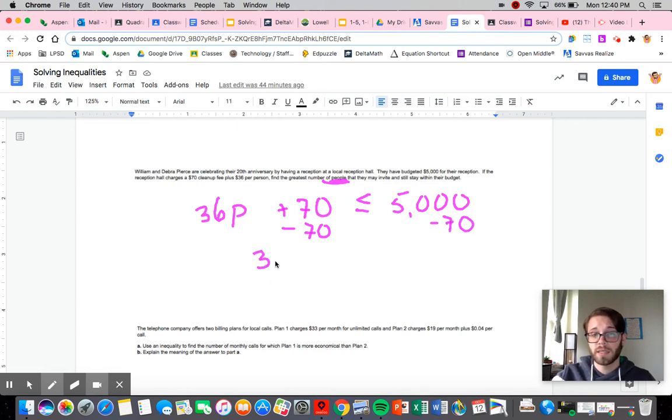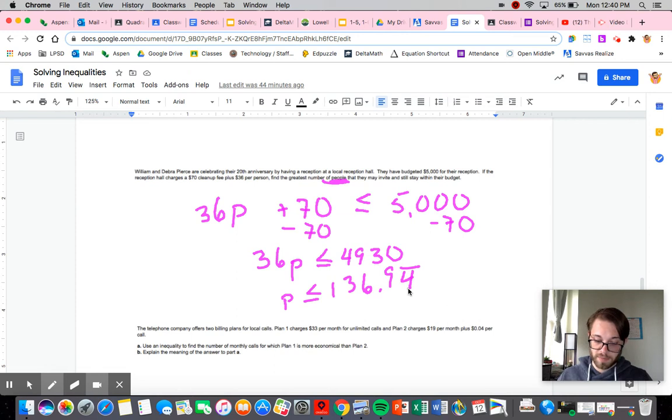Anyway, so we'll solve this the same way we would solve any other problem, minus 70. So I get 36 times the number of people has to be less than or equal to $4,930. Okay, so I'm going to divide both sides by 36. Now 4,930 divided by 36 ends up being that people is less than or equal to 136.94, and then my 4 is repeating.